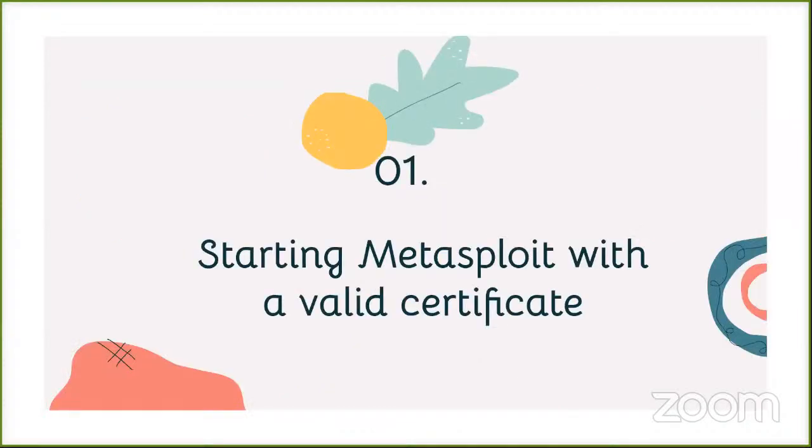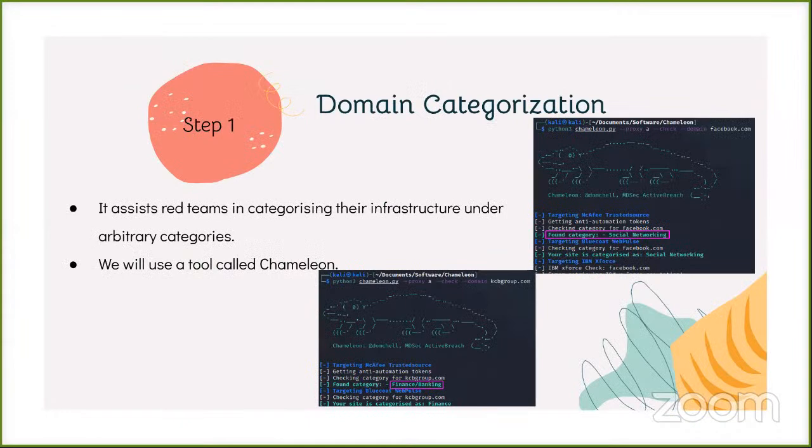So let's start. The very first step, we need to do domain categorization. Domain categorization helps red teamers categorize their infrastructure under arbitrary categories. This mainly happens for new domains. Once you get a new domain, we would want to categorize it for several reasons. One of the reasons is to bypass some of the firewalls and also to avoid being blacklisted in the network you're attacking.